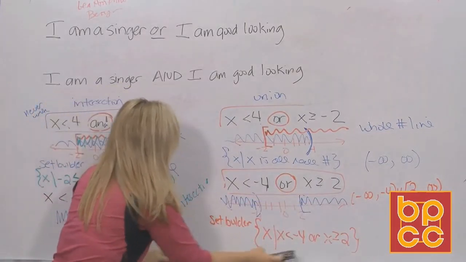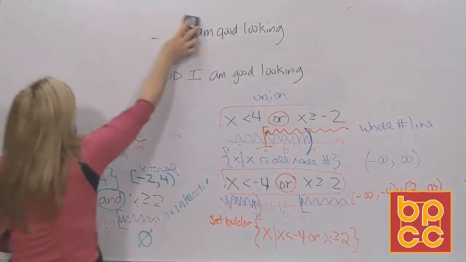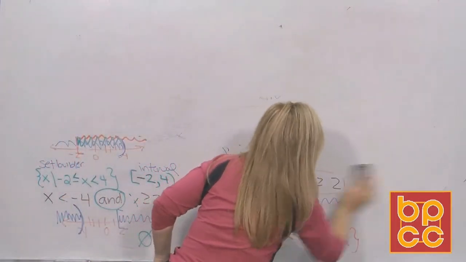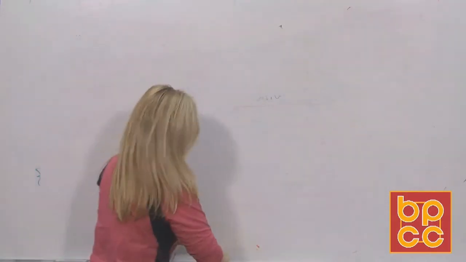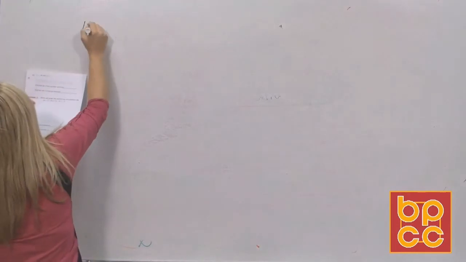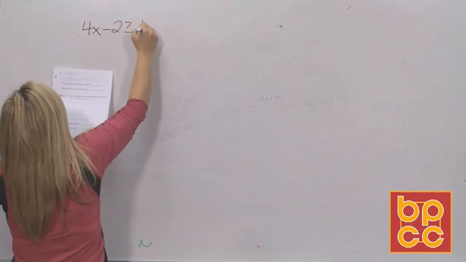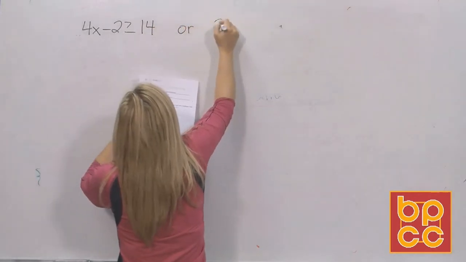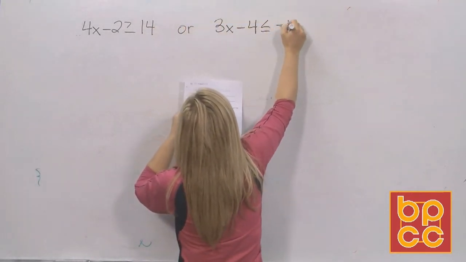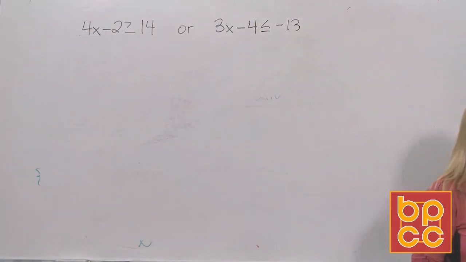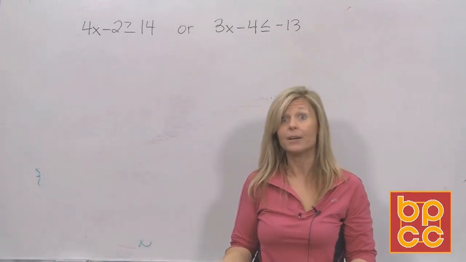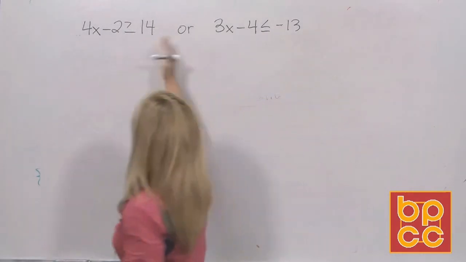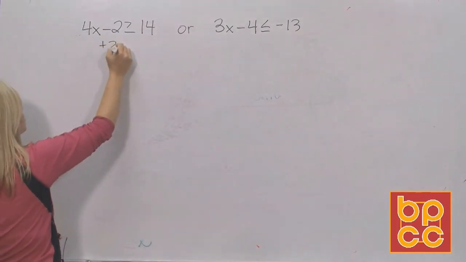Alrighty, now we're going to put it all together. Now what we're actually going to do is we're going to actually do the solving and go through everything. All right, so let's go back to our notes here and get a good example to work. All right, so we have 4x minus 2 greater than or equal to 14, or 3x minus 4 less than or equal to -13. If you all look closely, this is a compound inequality. It's not one inequality, it's two. Now we actually have to do the solving because x is not by itself. So we're going to just use our rules and solve each one. We're going to get x by itself, so we're going to add 2 here.